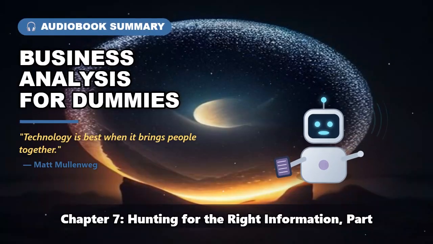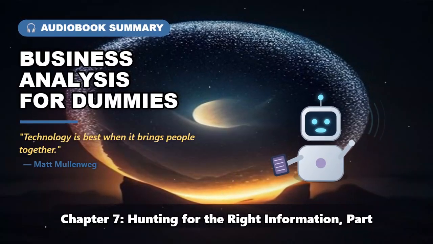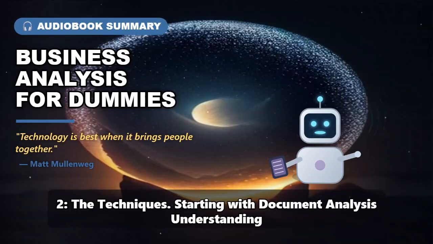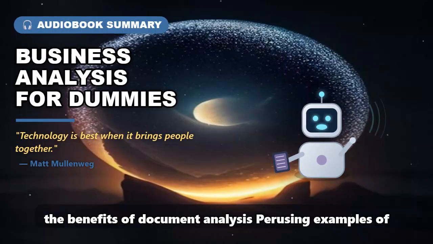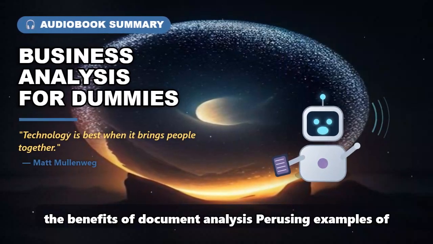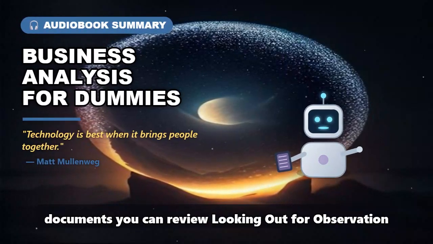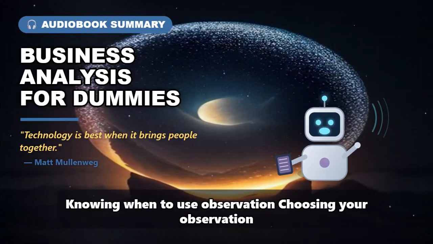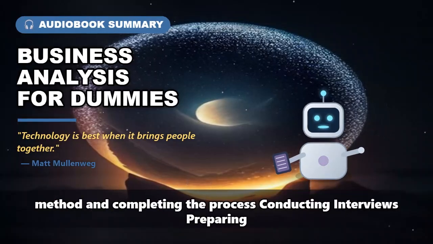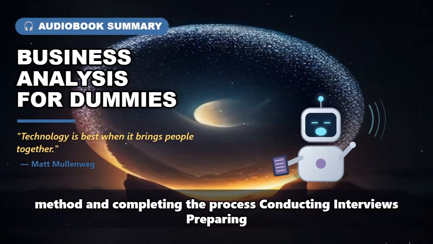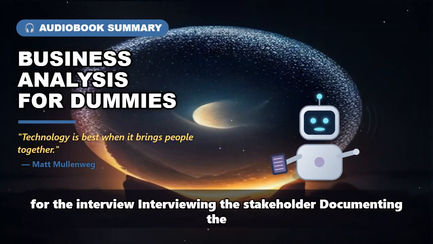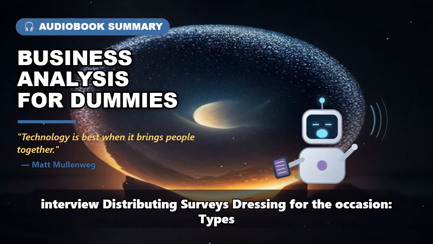Chapter 7: Hunting for the right information, Part 2: The techniques. Starting with document analysis, understanding the benefits of document analysis, perusing examples of documents you can review, looking out for observation, knowing when to use observation, choosing your observation method, and completing the process, conducting interviews, preparing for the interview, interviewing the stakeholder, documenting the interview, distributing surveys, dressing for the occasion.